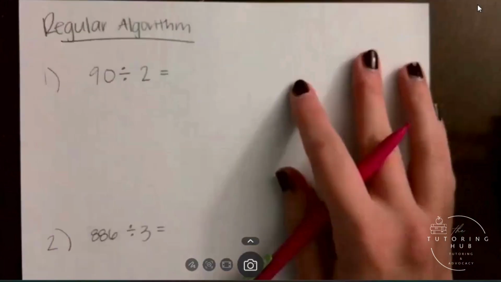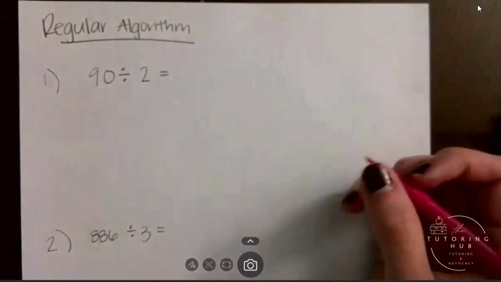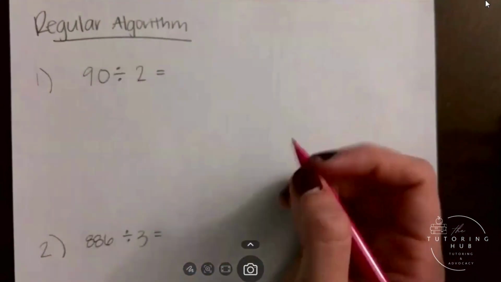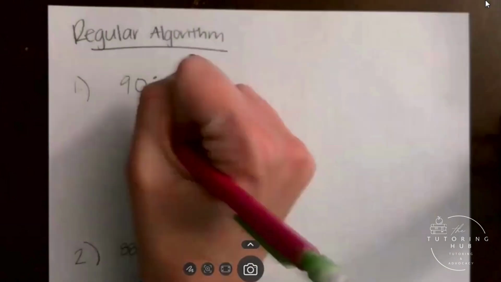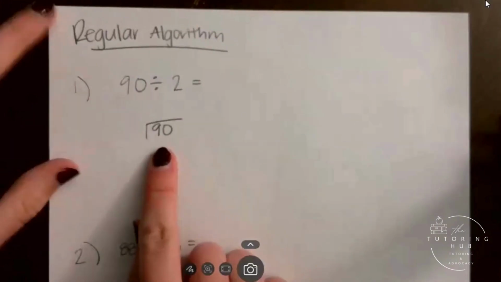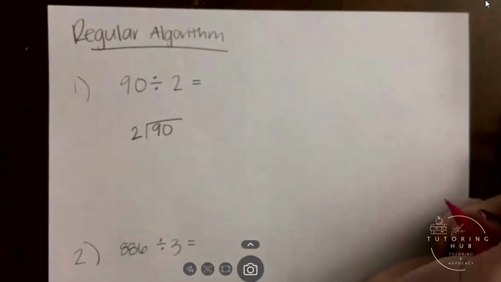Now we're going to do some practice solving using our standard algorithm, okay? So I put regular algorithm, that's our standard where we're going to set up the division house. Now, I know that 90 is my dividend, so that goes on the inside, okay? So this is what we are dividing. And my divisor is 2, so that goes on the outside. And now we're going to try and find our quotient, okay?